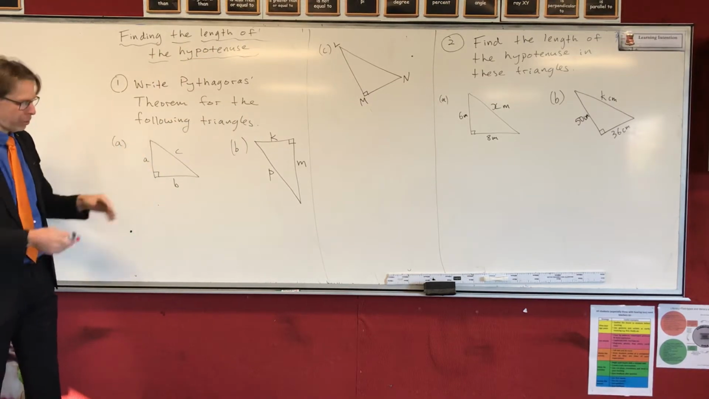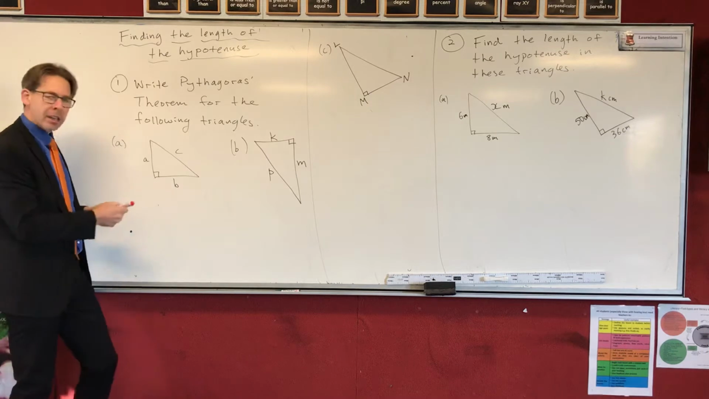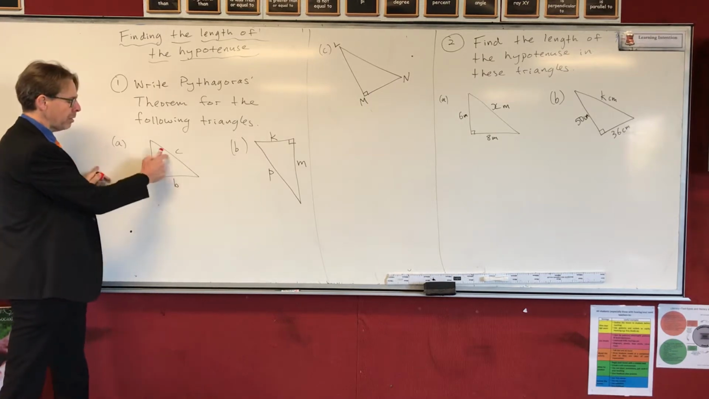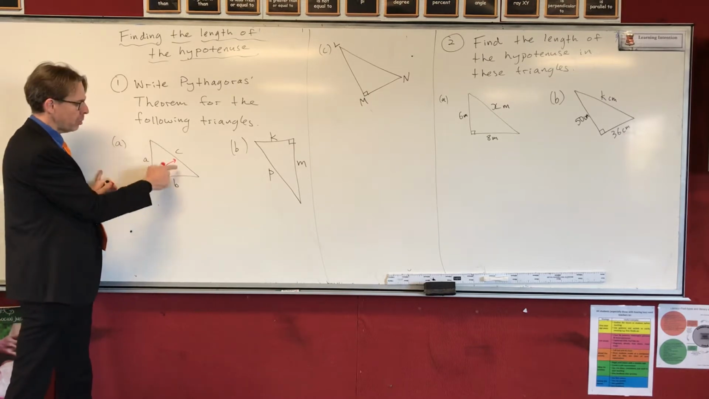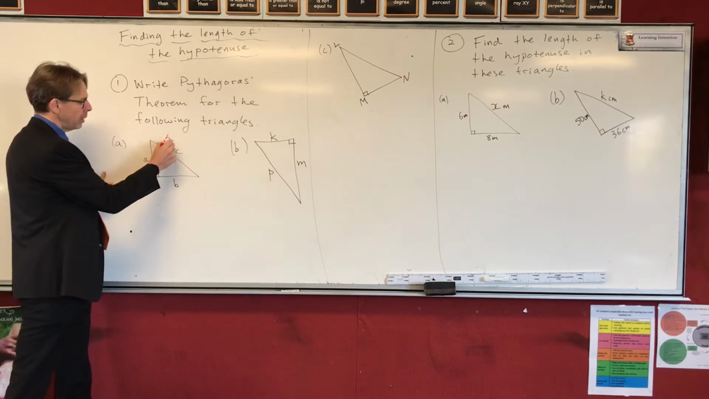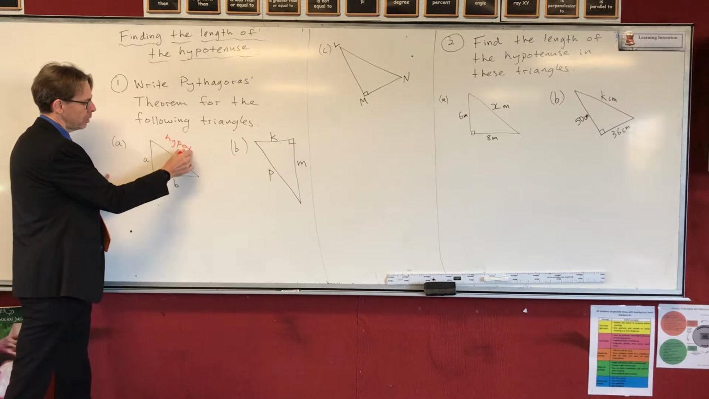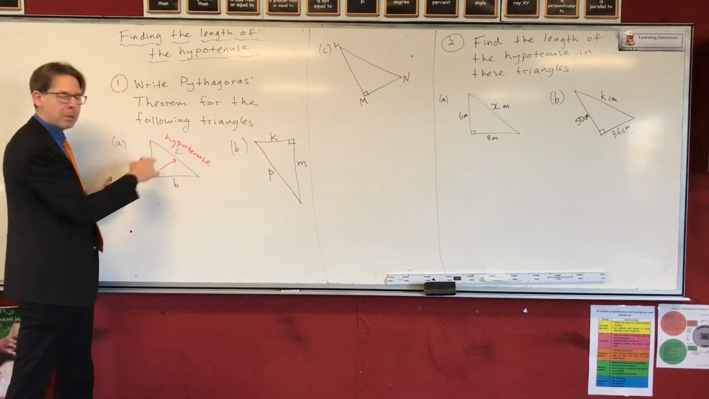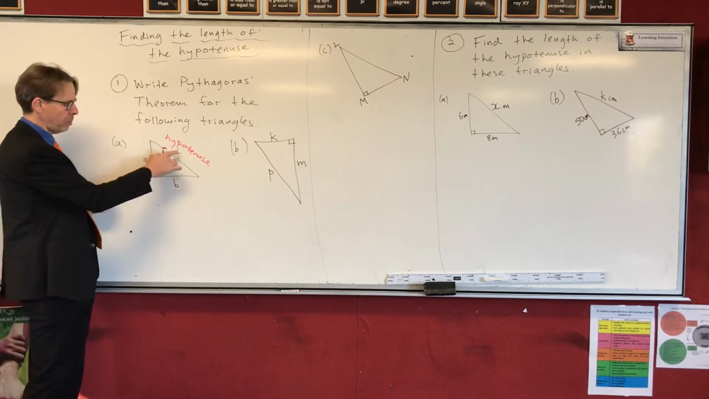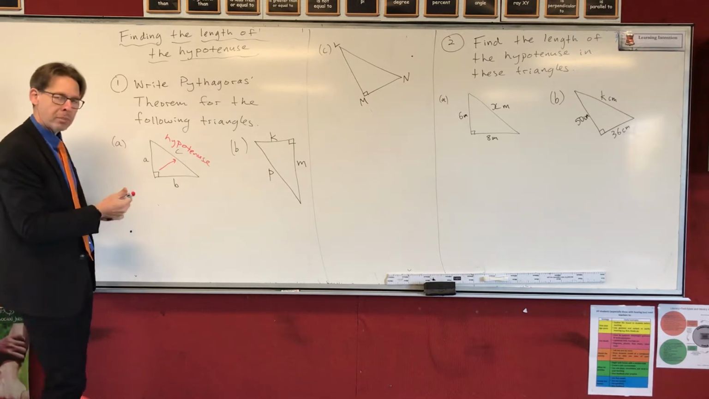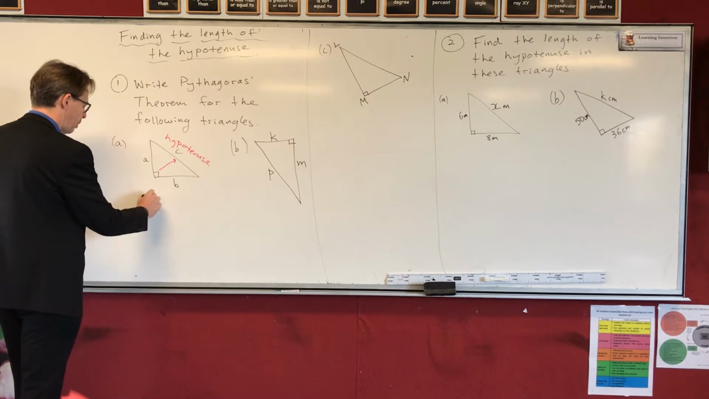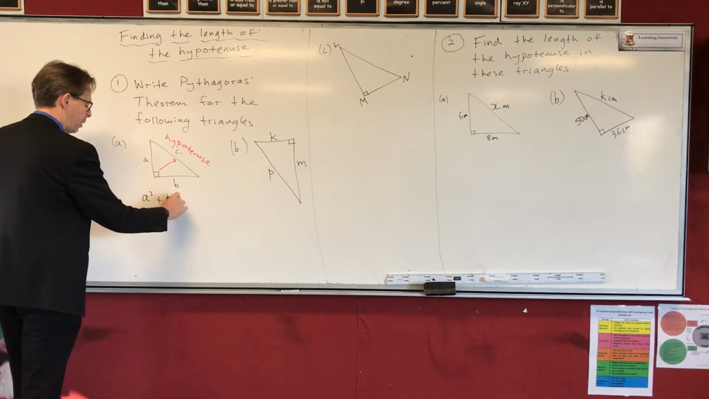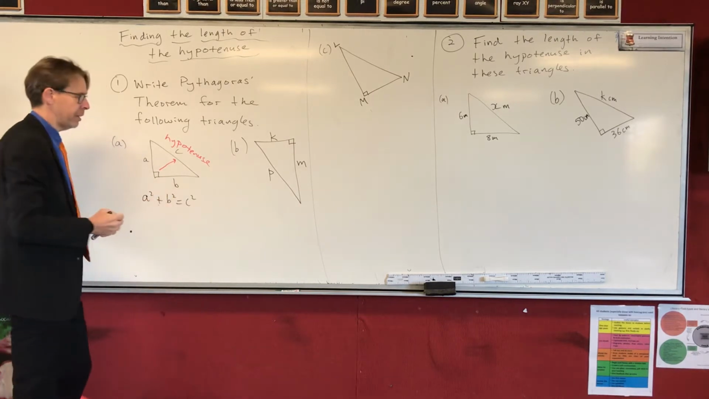Okay, so here's our right angle triangle. Now, I've got three sides, A, B and C. The longest side here is always opposite the right angle. That is your hypotenuse. We always label the longest side C, which is opposite the right angle. The other two sides are A and B. So Pythagoras' theorem for the first one is just going to be A squared plus B squared is equal to C squared.